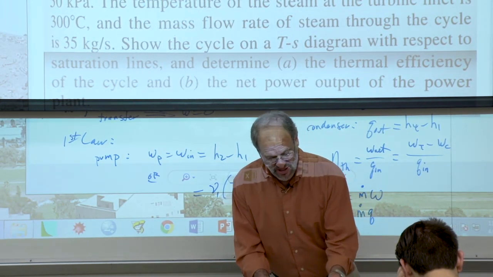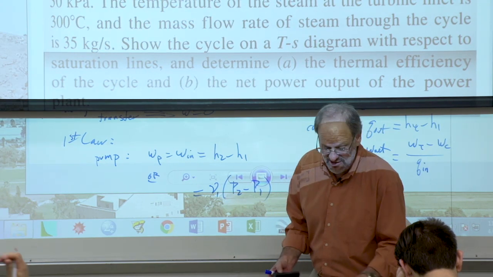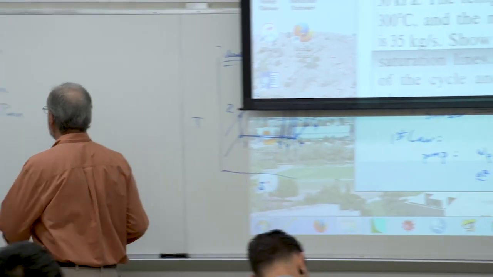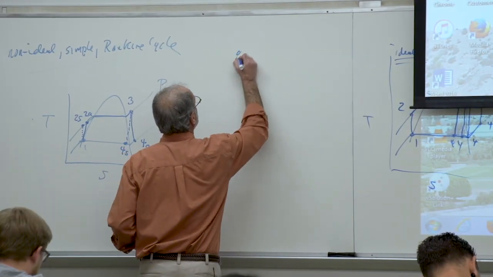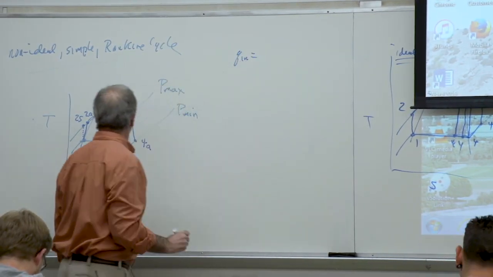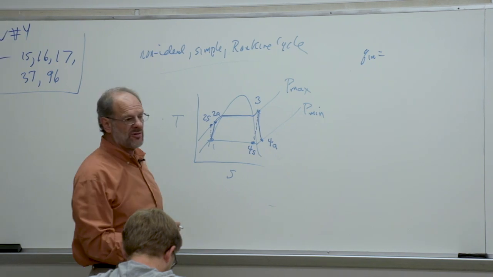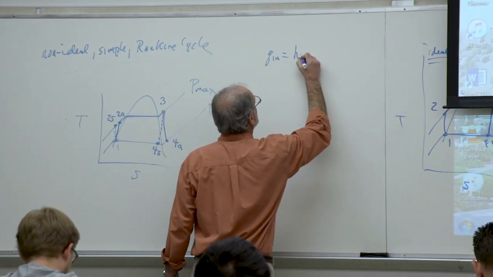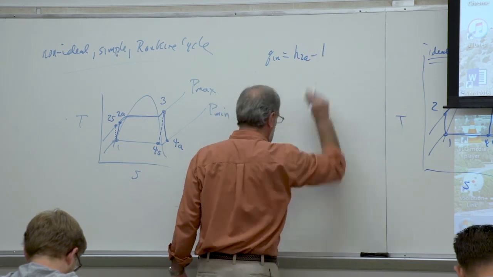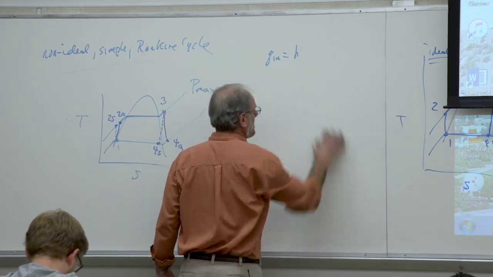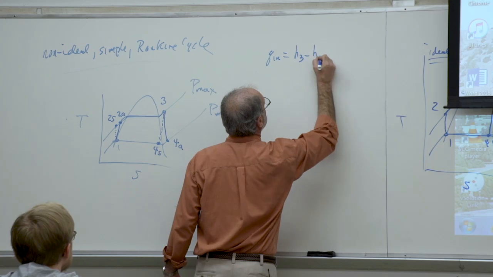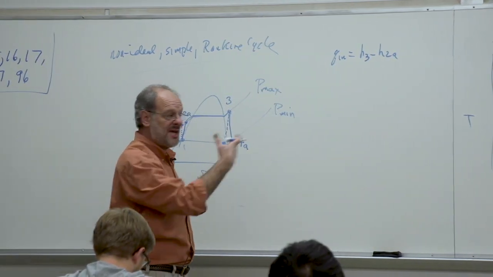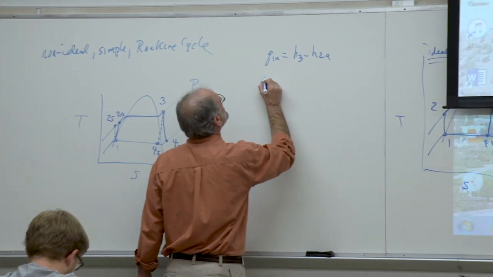So the question then is, how does this affect any of our equations? Well, the equations just don't change by that much. The heat input is still going to be the heat input from point 2 to point 3, but now we just want to specify 2A to point 3. So this is H3 minus H2A. So again, the only difference is that we're replacing our 2 with a 2A in the previous equations.